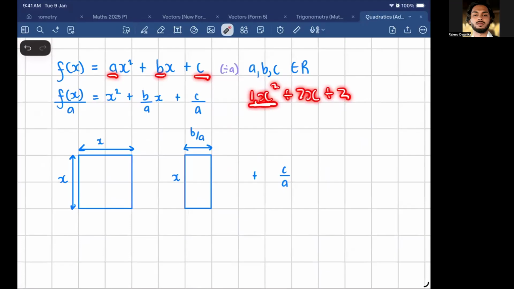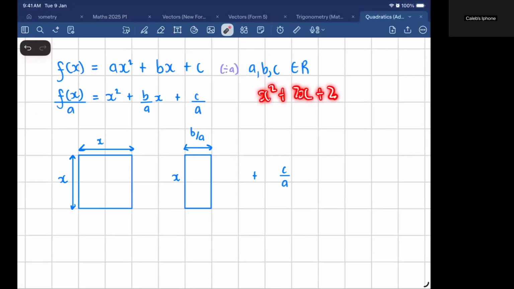What's B by chance? 7. What's C? 2. Okay. So in this example I gave you, x squared plus 7x plus 2, how many blocks of x squared would I have? 1. I would have 1, right?